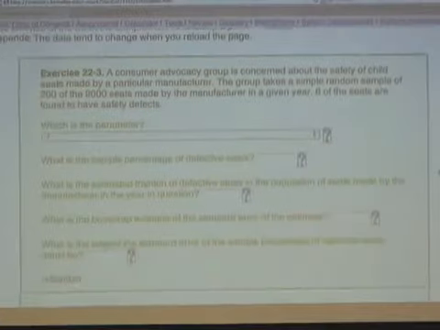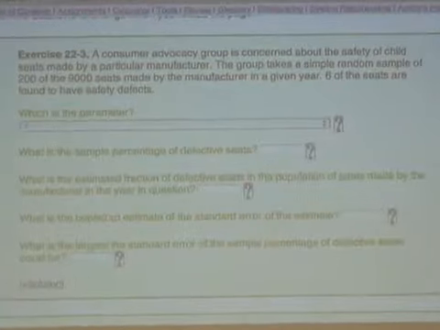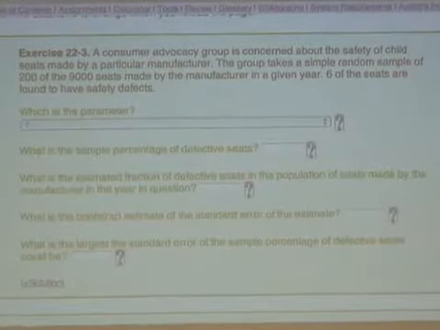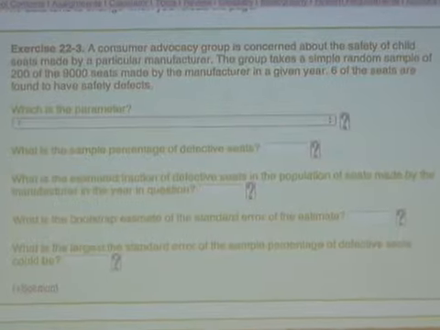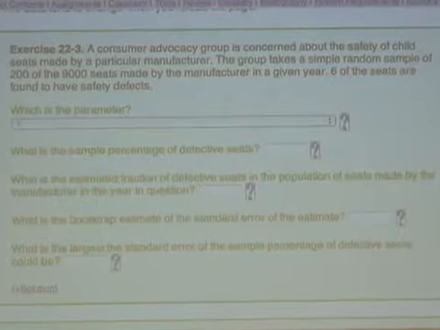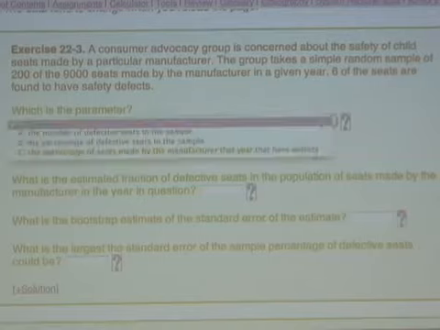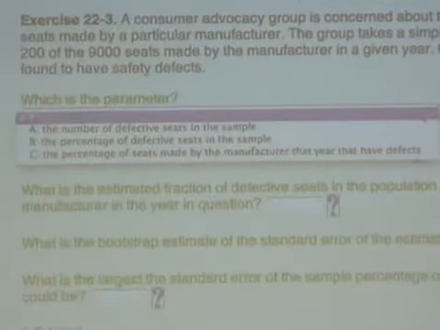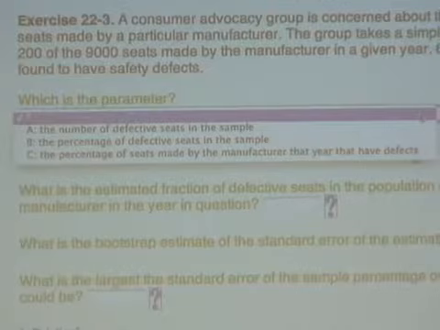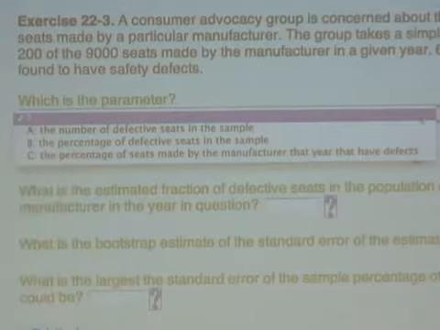All right, let's do this exercise. A consumer advocacy group is concerned about the safety of child seats made by a particular manufacturer. They take a simple random sample of 200 of the 9,000 seats that were made by the manufacturer in a given year. 6 of those seats are found to have safety defects. Okay, which of these is a parameter? Is it the number of defective seats in the sample, the percentage of defective seats in the sample, the percentage of seats made by the manufacturer that year that have defects? C, right? The parameter is a property of the population, not a property of the sample. Okay, so this is C.